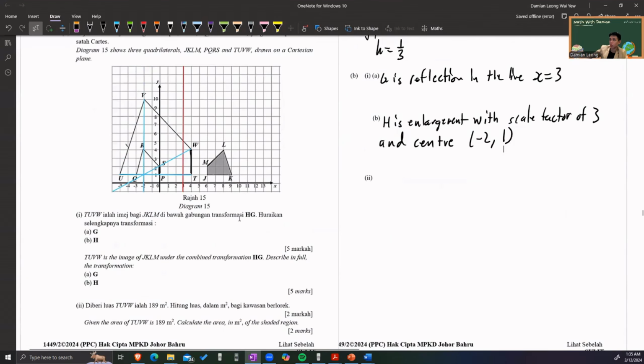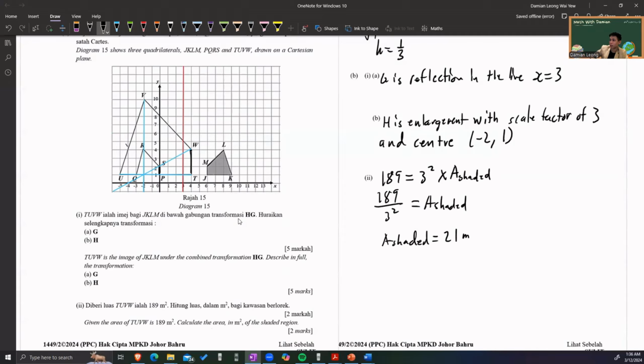Then B2. Given the area of TUVW is 189 meters square, calculate the area in meter square of the shaded region. The shaded region here is basically just the same as the area of the object. So the area of the image, 189, is the scale factor squared times the area of the object, which is the area of the shaded region. Means I take 189 divided by 3 squared to get the area of the shaded region. So the area of the shaded region is 21 meters square.